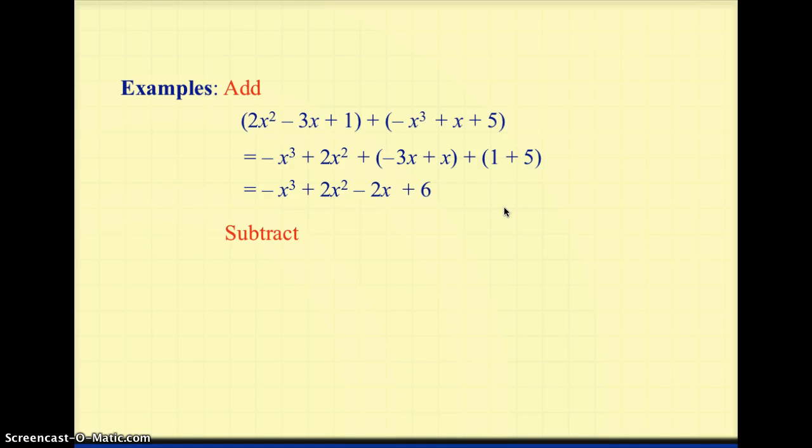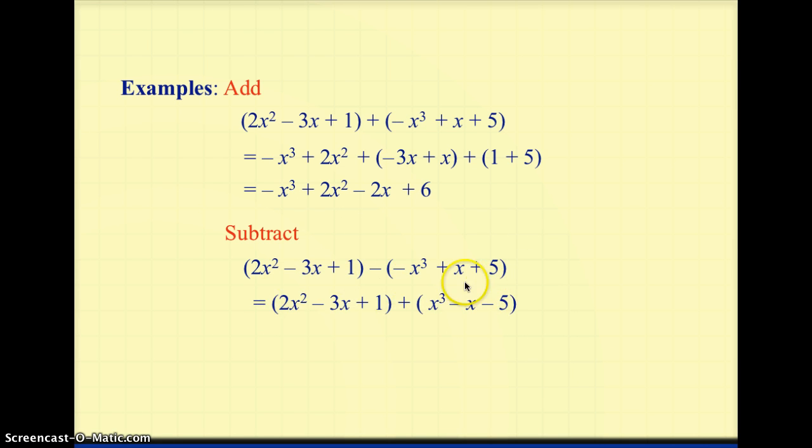Here's an example with subtraction. Once again, if you can do this, pause the video, go ahead and solve it on your own, and then come back and check your answers. So here's our problem. The first thing we're going to do is rewrite the problem as an addition problem by distributing our negative. So this becomes x to the third minus x minus 5. Here we can add the two polynomials together by combining like terms. So we have x to the third plus 2x squared minus 4x minus 4.